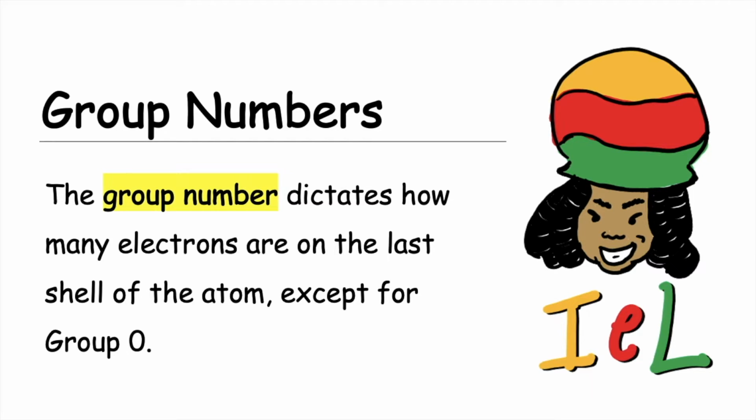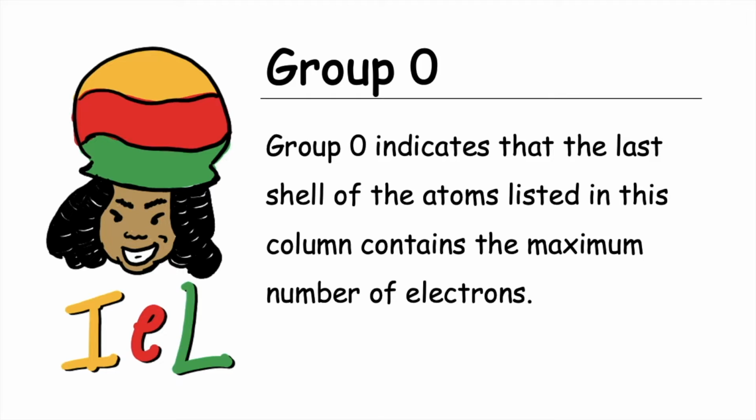Therefore, all the atoms of the elements listed in group 1, that is the first column, will have 1 electron on the last shell. Likewise, the atoms of group 2 elements will have 2 electrons on their last shell, and so on up to group 7. Now, because the elements within a particular group have the same number of electrons on their last shell, they will also have similar properties.